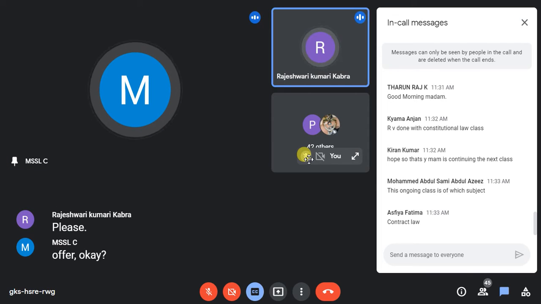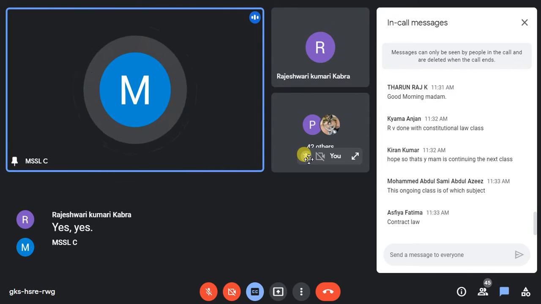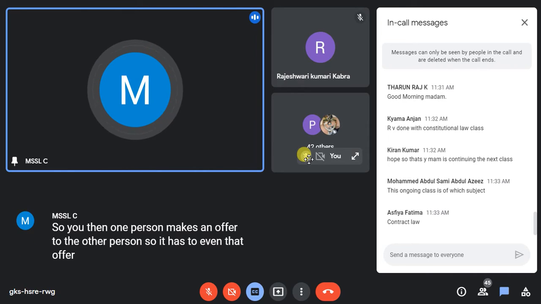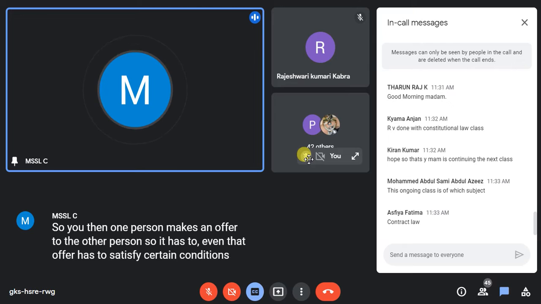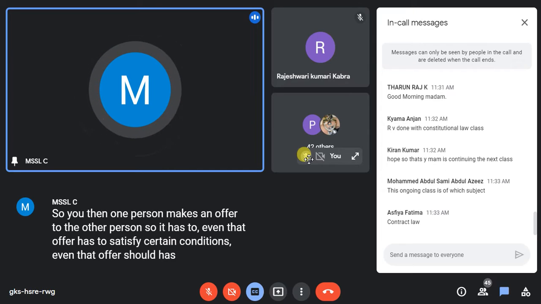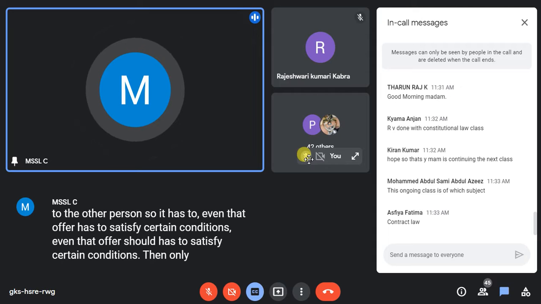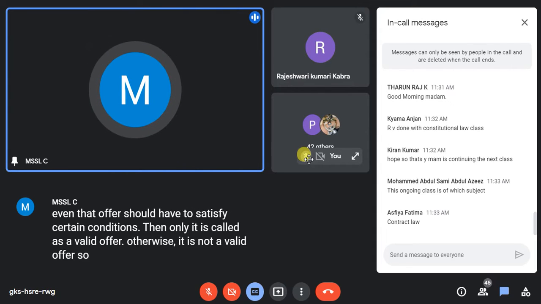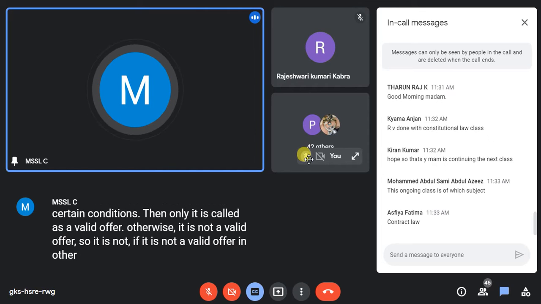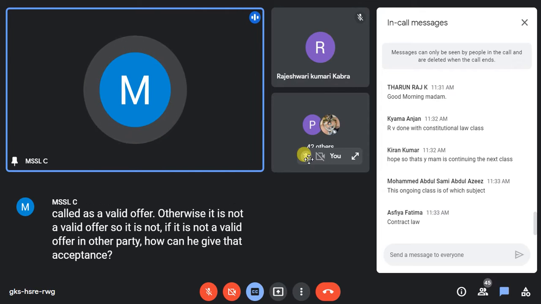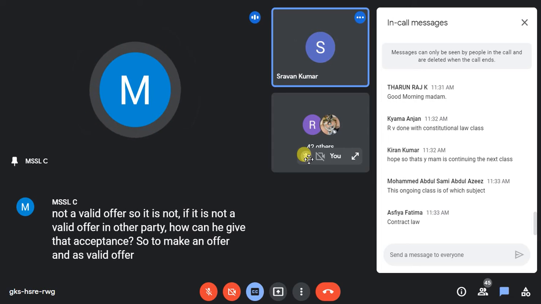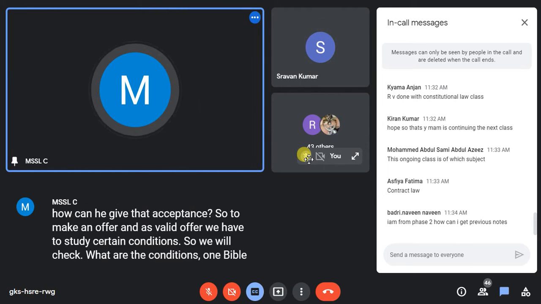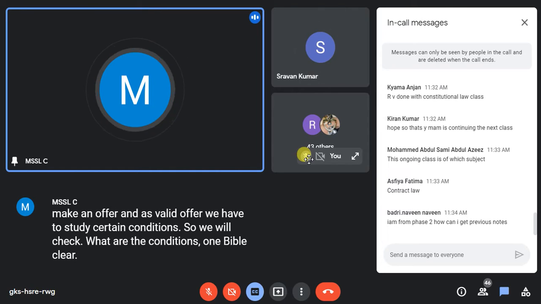Now we are going to study when one person makes an offer to the other person. Even that offer has to satisfy certain conditions, then only it is called a valid offer. Otherwise, it is not a valid offer, and if it is not valid, how can the other party give acceptance? So to make a valid offer, we will check the conditions one by one. Clear?